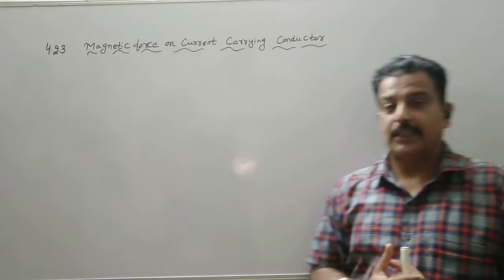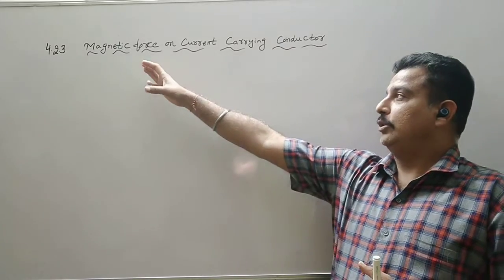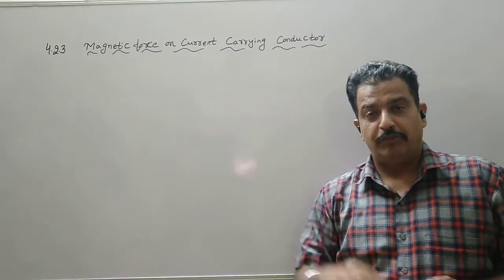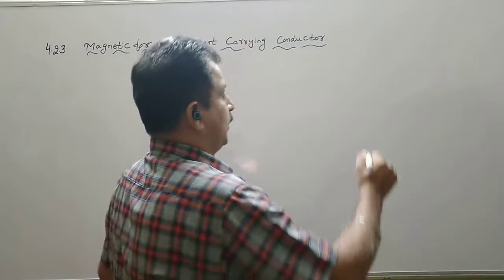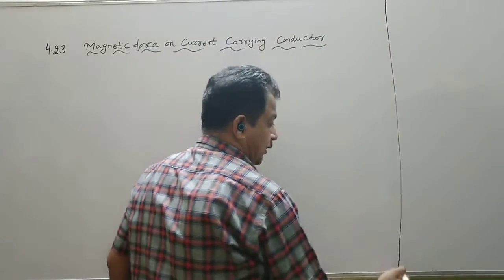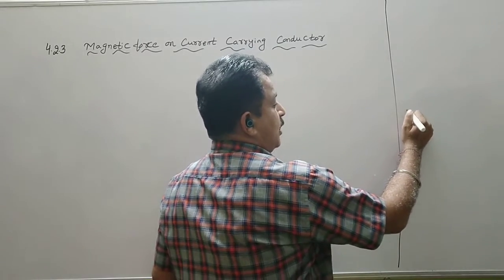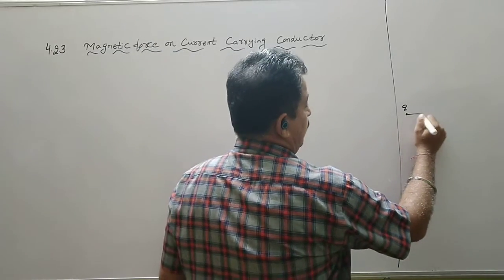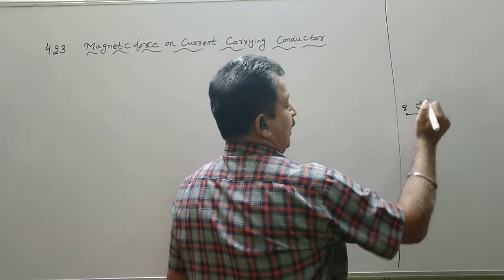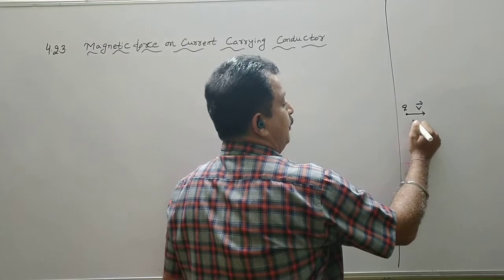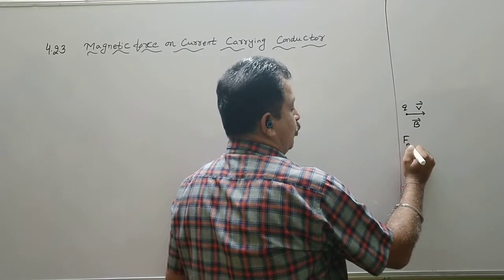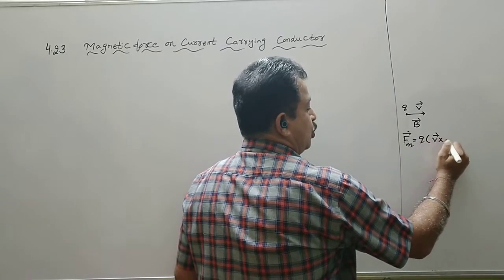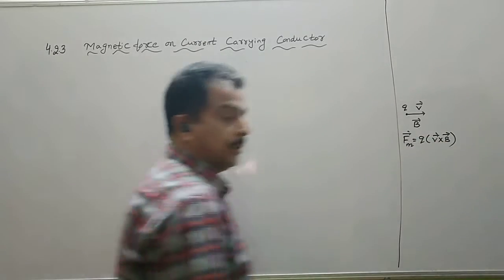Now in this topic 4.2.3, we will find out the magnetic force on a current carrying conductor. We know that if any charged particle Q moves with velocity v vector in the magnetic field B vector, then a magnetic force acts on it, given by the formula Q v cross B vector.